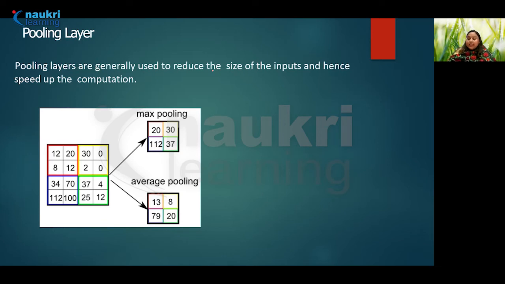As you can see in the diagram itself, in the max pooling, we consider each block and we find out the maximum value it has to put here. Similarly, the next one has a maximum value of 30, it will come here. Here it has a maximum value of 112 and here 37. So the max pooling is basically used most for image classification.